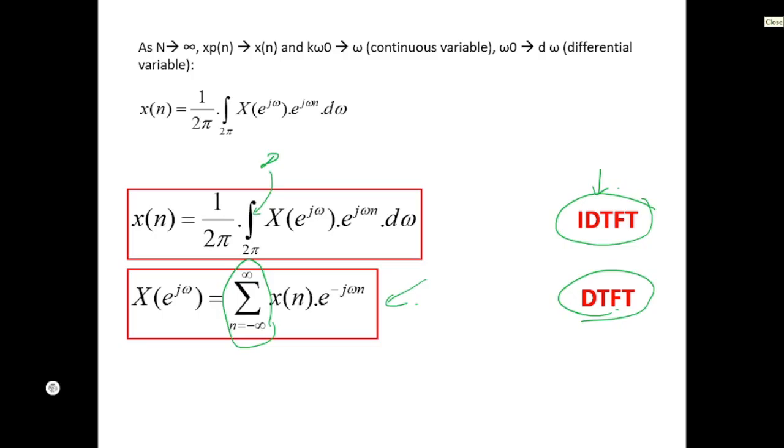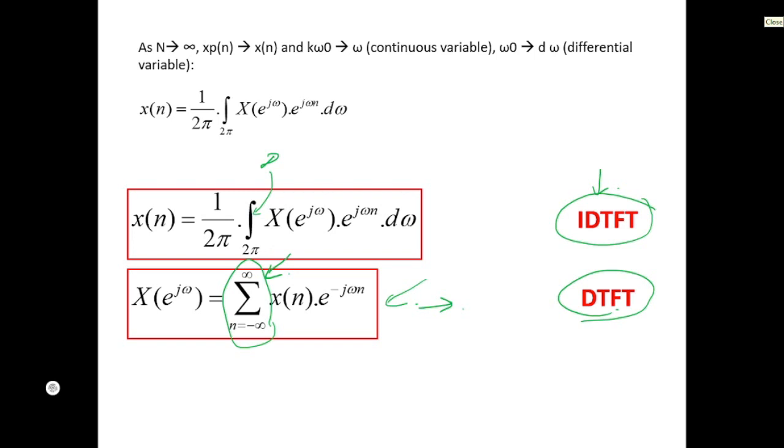Okay, so what is the main problem with DTFT? DTFT can handle the forward transform because there is a summation, but it cannot handle the inverse transform because there is an integral operation. Okay, there is an integral operation. So please keep this in mind.